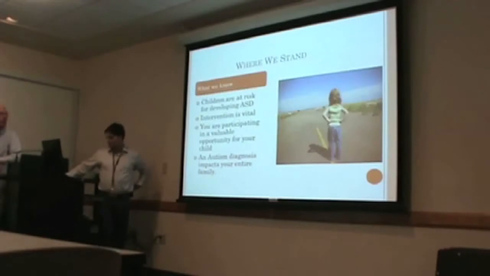Where we stand, we'll go through this quickly. I mean, we all know the statistics, 1 in 88. I'm not going to bore you with all that. Intervention is vital. Early intervention is the key. There's a lot of unknowns with this diagnosis. One known factor is early intervention can help produce a better outcome. As Ellie has mentioned, your participation is valuable, both in terms of the caregiver and those helping the family. The caregiver is going to be the one that's going to set the pace for the interventions.